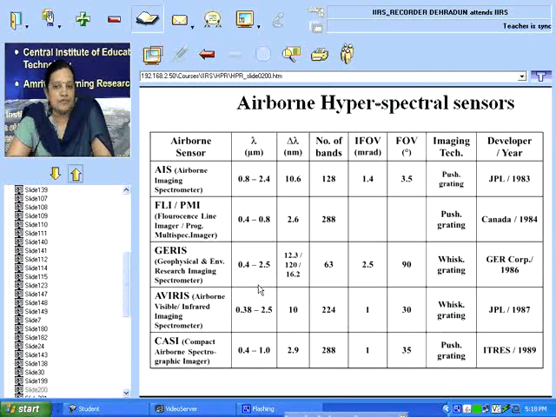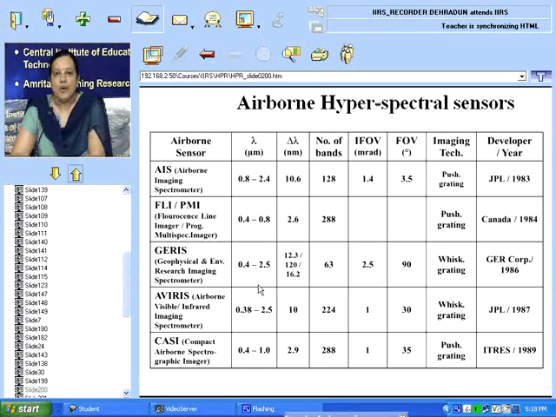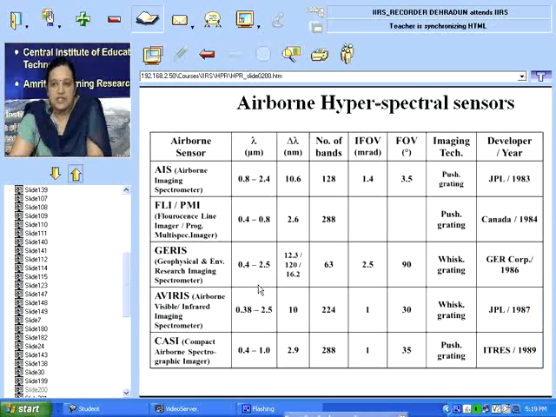Now, these are some of the airborne hyperspectral sensors which are available. We have the Airborne Imaging Spectrometer, which was developed by JPL in 1983. In fact, the entire hyperspectral remote sensing was initiated with geological applications in the US by the JPL for identification of different gold and diamond mines. So the initiation was done for geological applications and expanded to vegetation and other areas. It measures in the wavelength range from 0.8 to 2.5 micrometers with a bandwidth of approximately 10 nanometers, with 128 bands.